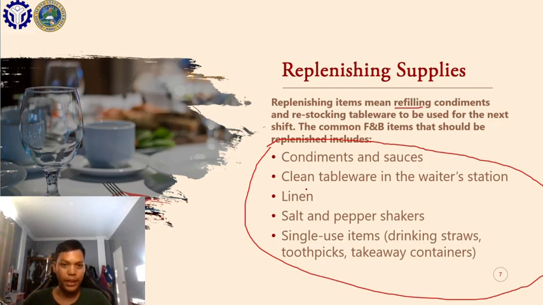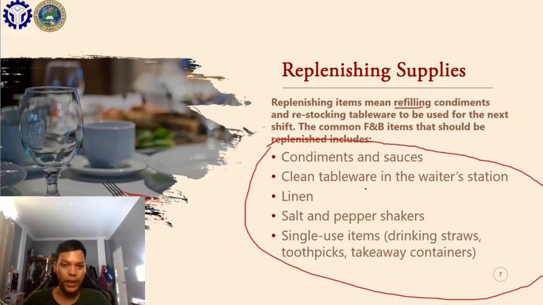Condiments and sauces, clean tableware in the waiter station, linen, salt and pepper shakers, single-use items like drinking straws, toothpicks, takeaway containers. So you need to check if these items are available, and if they are not, you need to replenish. For example, as you check the waiter station, there is a lack of clean tableware.